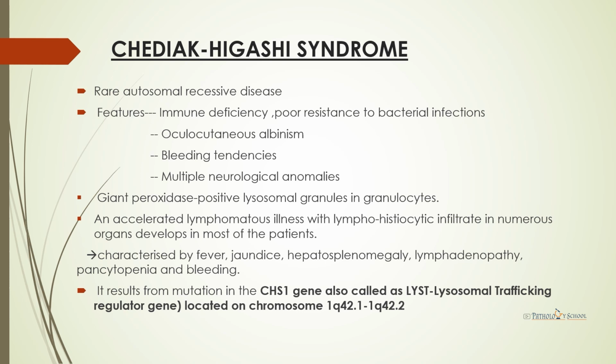Giant peroxidase positive lysosomal granules are seen in granulocytes, and an accelerated lymphomatous illness with lymphohistiocytic infiltrate in numerous organs develops in most of the patients. It can be characterized by fever, jaundice, hepatosplenomegaly, lymphadenopathy, pancytopenia, and bleeding. It results from mutation in the CHS1 gene, also called LYST, the lysosomal trafficking regulator gene, located on chromosome 1q42.1 and 1q42.2.